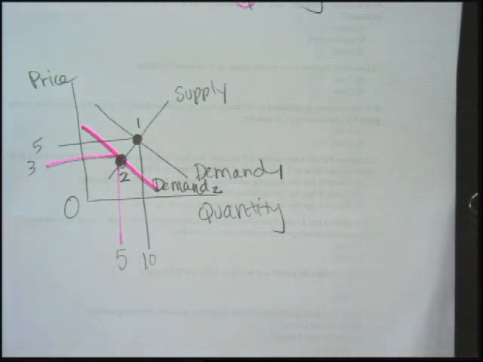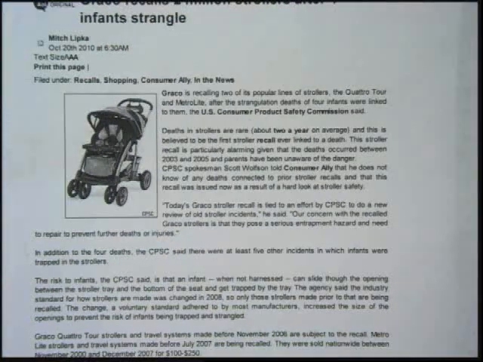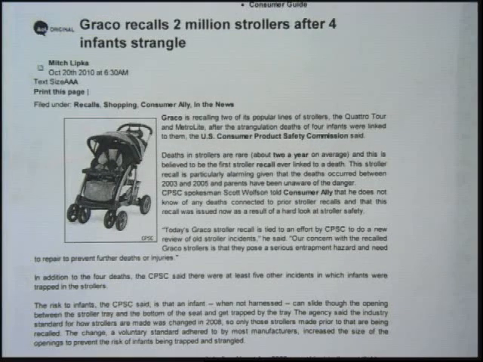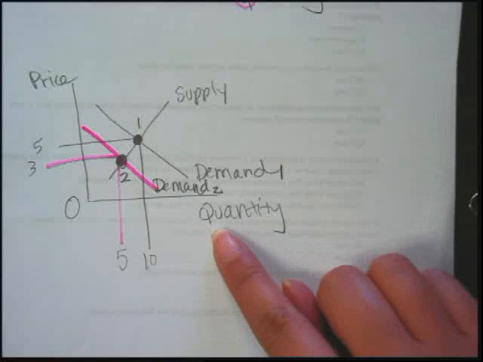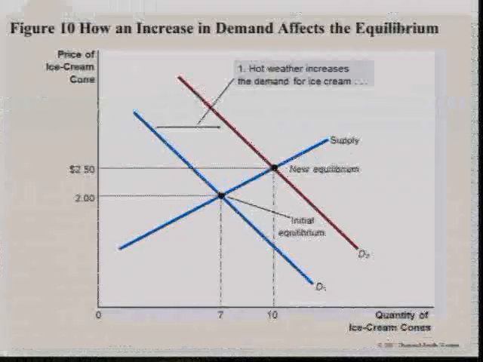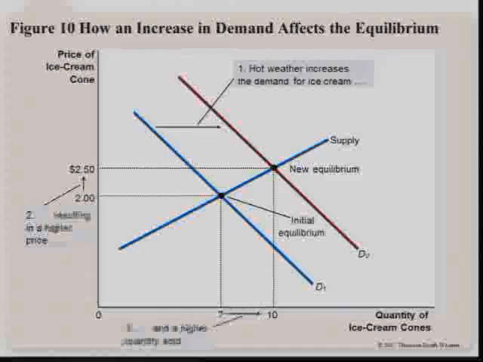Here's an example. This is terrible, but just a few years ago, some strollers and some babies got tangled up and were strangled, and so they discontinued this. This is a really unfortunate example of when the demand for a product would definitely decrease. Let's take a look at another example.